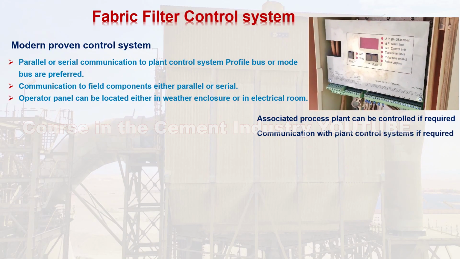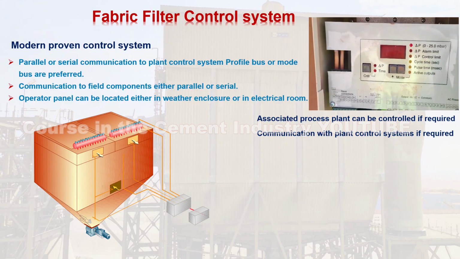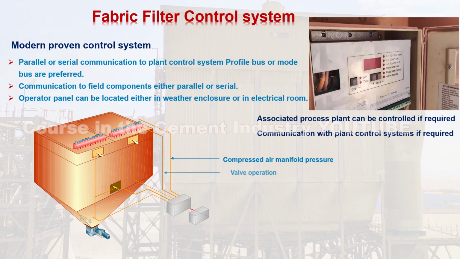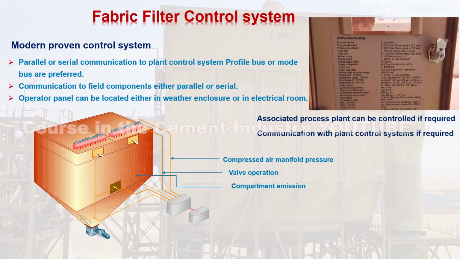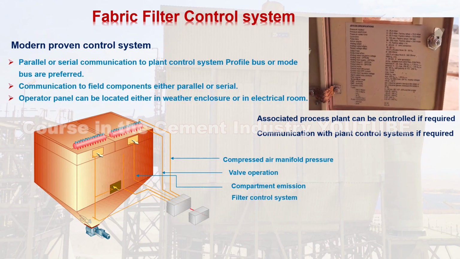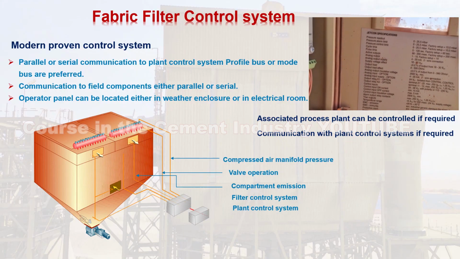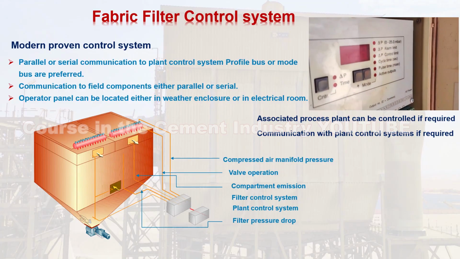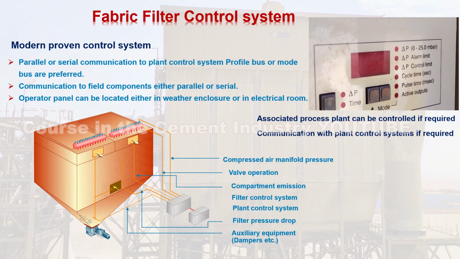This system consists of the following components. 1. Compressed air manifold pressure. 2. Valve operation. 3. Compartment emission. 4. Filter control system. 5. Plant control system. 6. Filter pressure drop. 7. Auxiliary equipment, dampers.